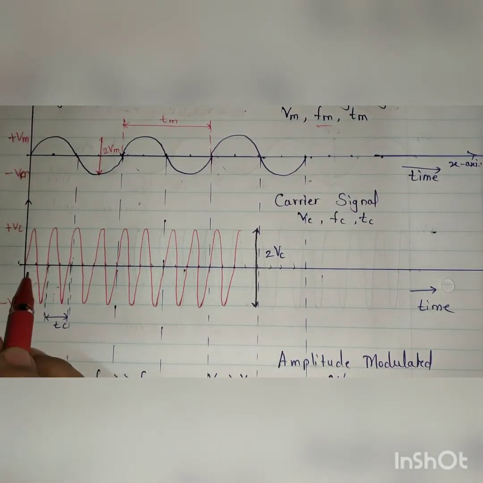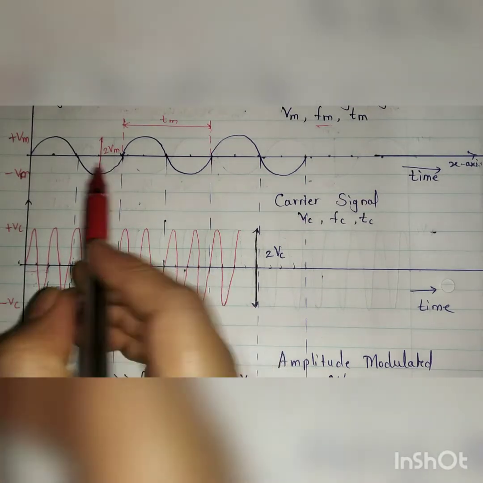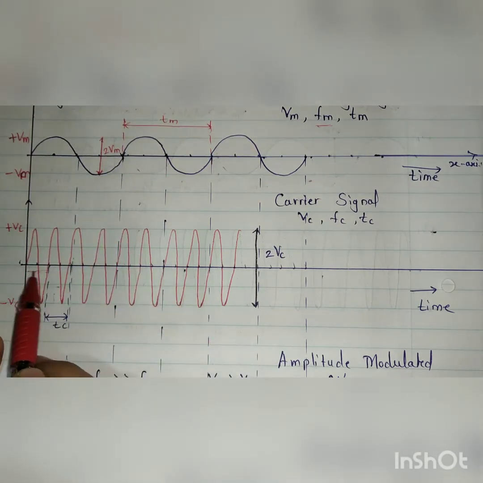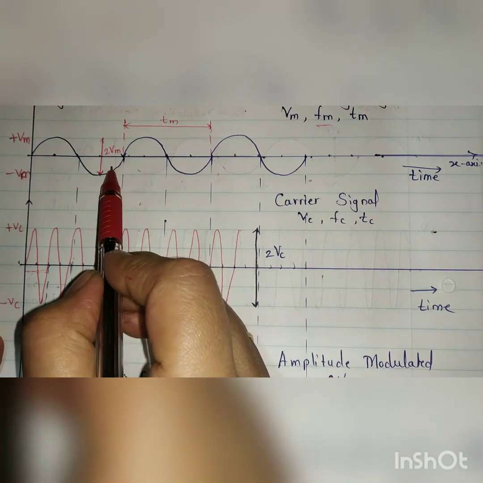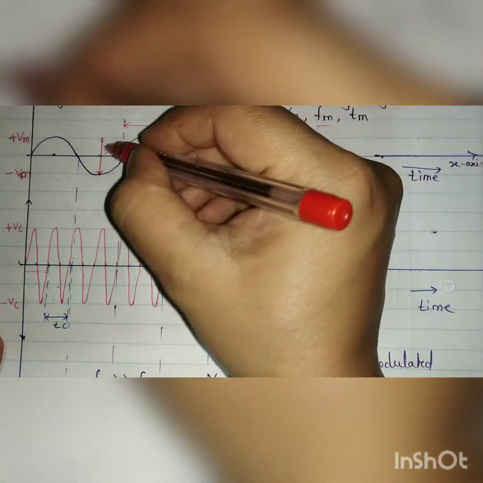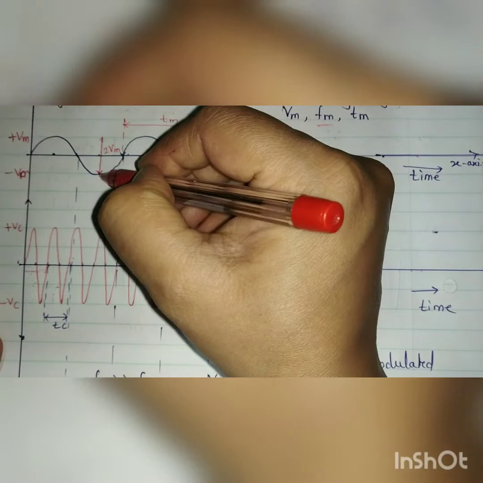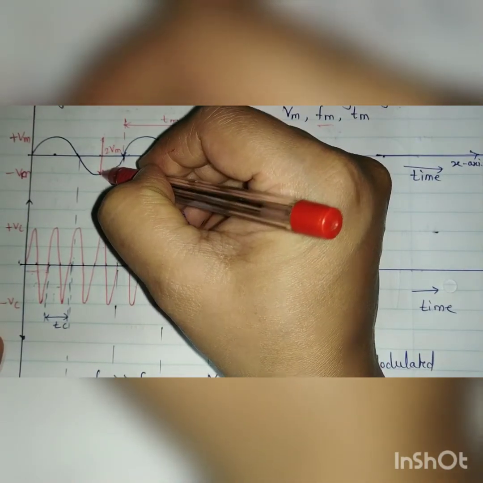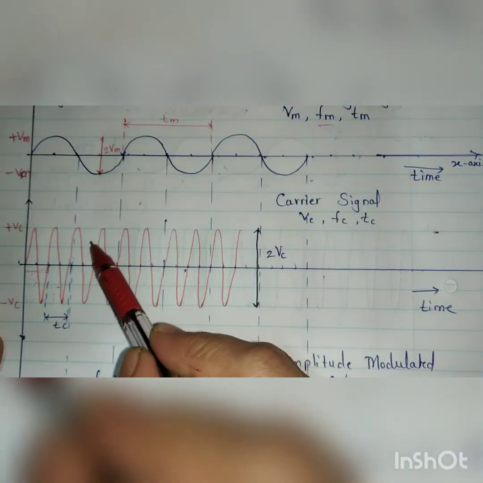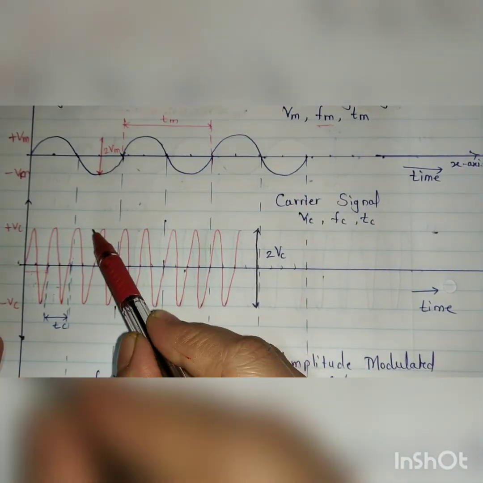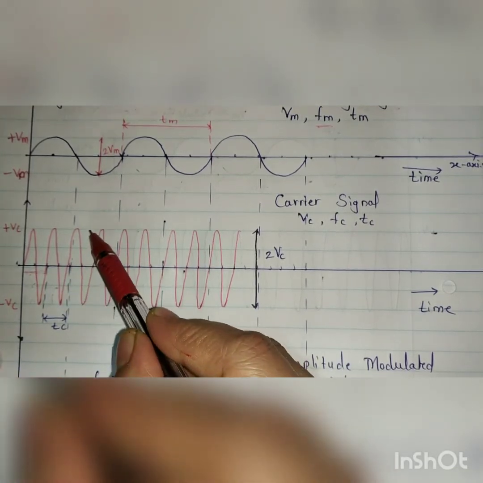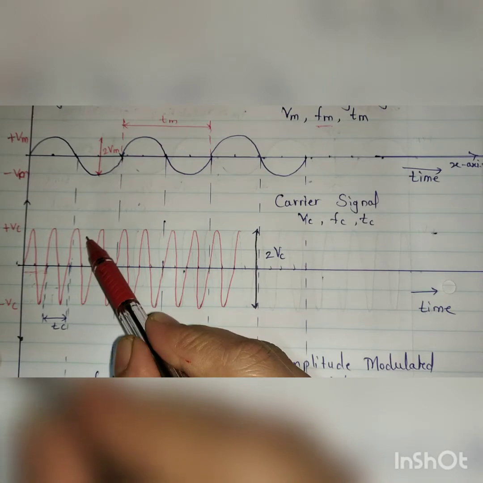You can see here time period is much less than time period of modulating signal. So your carrier signal frequency is much greater than modulating signal frequency. Similarly, I have taken two horizontal lines as a voltage for modulating signal, which is less than carrier signal voltage. Here 4 horizontal lines have been taken for representing carrier voltage.